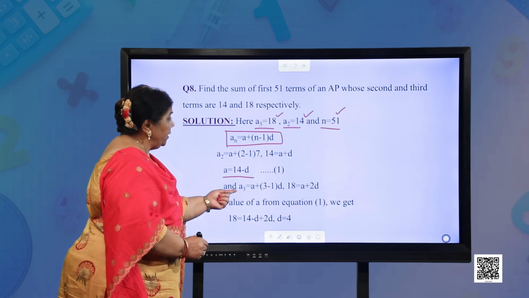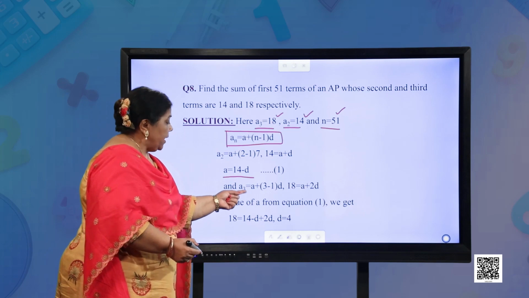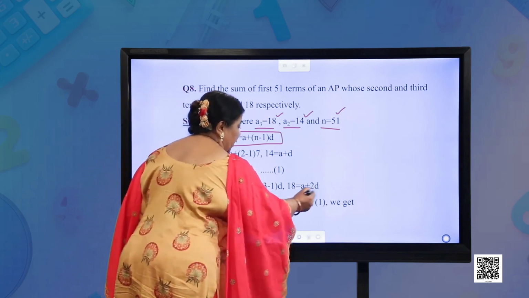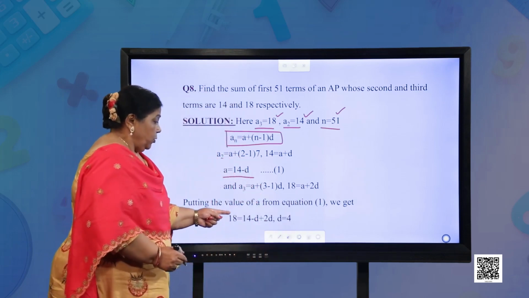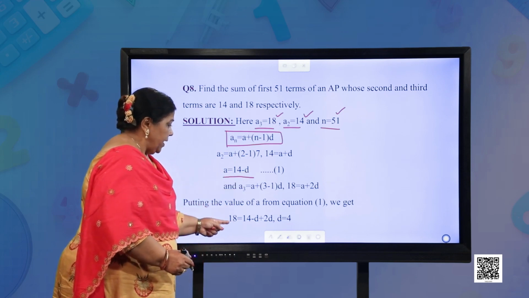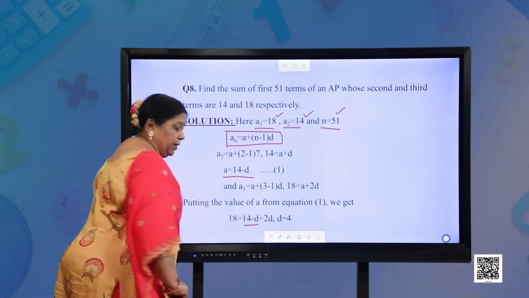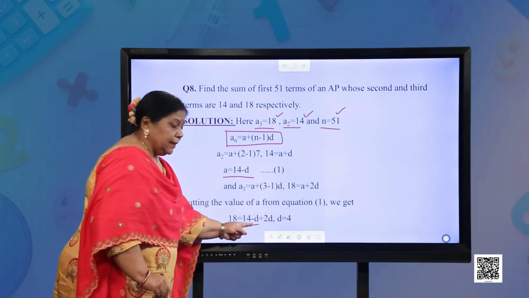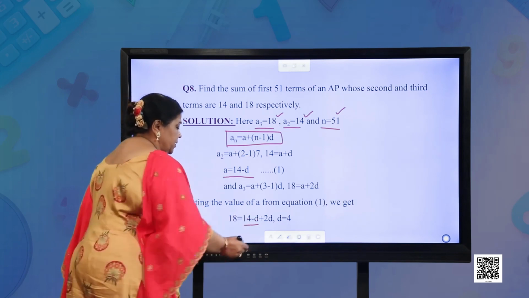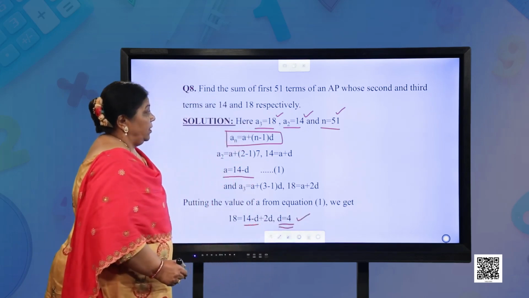And what is a3? a3 is given to us as 18. That means I can express it as a plus (3 minus 1) into d, that is, 18 is equal to a plus 2d. Now, on substituting the value of a from the first equation in this, what do I get? 18 is equal to 14 minus d plus 2d. What is 2d minus d? It is d. So, 18 is equal to 14 plus d, that means d is equal to 4. Common difference is 4. Alright.